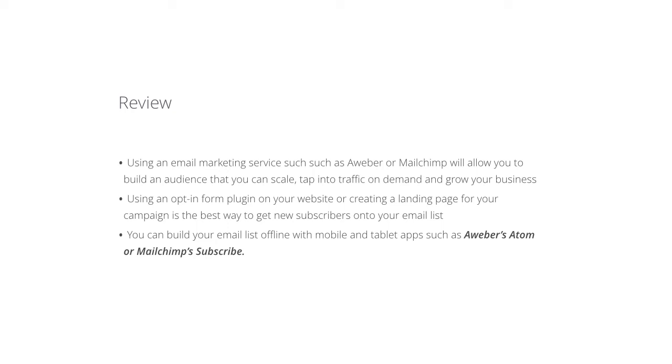And just to review, using an email marketing service such as AWeber or MailChimp will allow you to build an audience that you can scale, tap into traffic on demand, and grow your business. Using an opt-in form plugin on your website or creating a landing page for your campaign is the best way to get new subscribers onto your list. Don't forget, you can use the Atom app as well, or if you're using MailChimp, they have their own separate app. You can build your email list offline with those apps on mobile and tablets. And you can add people manually as well inside the email service provider, as long as you have their explicit permission.